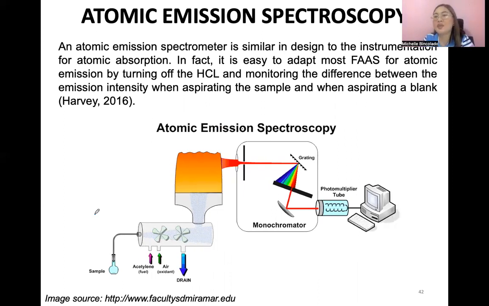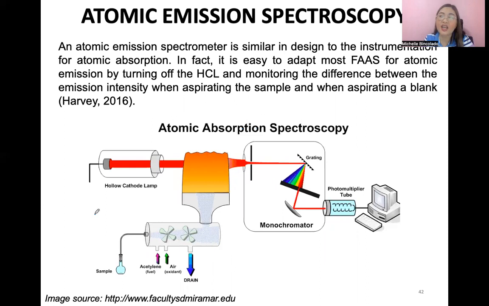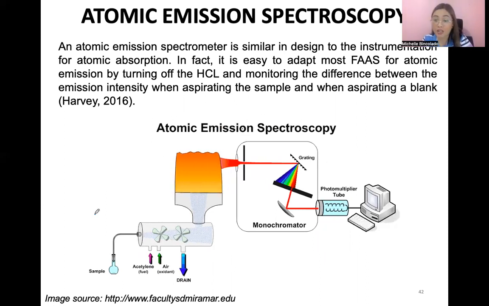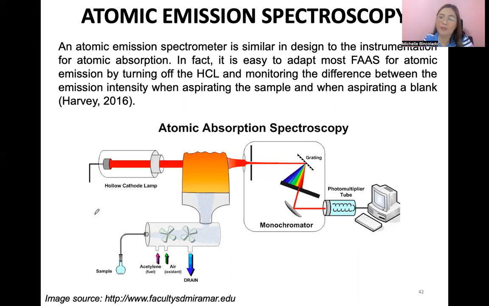So kanina guys sa video, ang tawag sa blank ay zero kasi it is used to zero your the absorbance before ka mag-analyze ng mga samples mo. Diba? So yan guys, ang AAS and AES. So for you to know more about instrumentation ng AES, meron tayong example guys dito. Let's watch this.